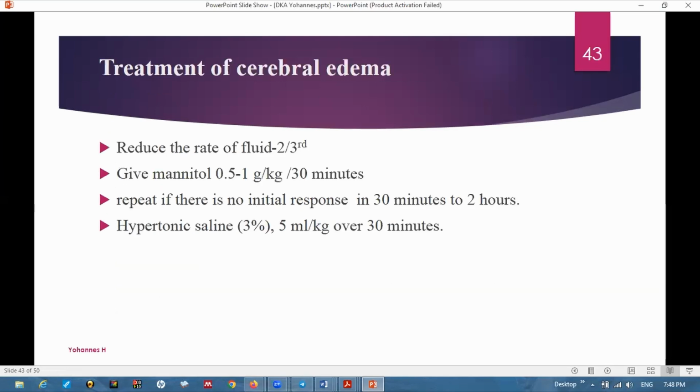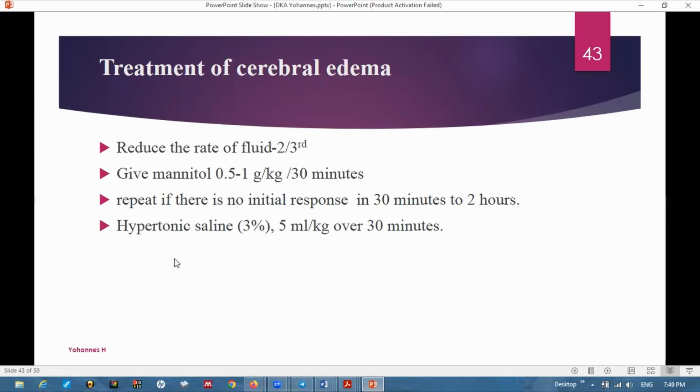So prevention of cerebral edema is vital in the management of DKA. If it has happened, we should treat it. We should decrease the rate of fluid to 2/3. We should give mannitol, so mannitol should be at the bedside. We should give mannitol 0.5 to 1 gram per kg over 30 minutes. We should repeat it if there is no response in 30 minutes to 2 hours. The effects will start around 15 minutes and last around 120 minutes.